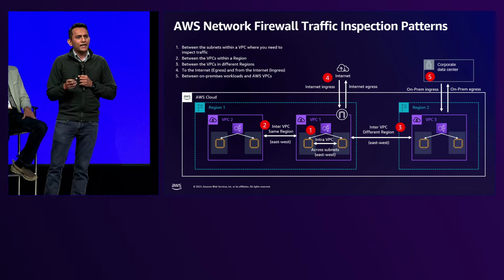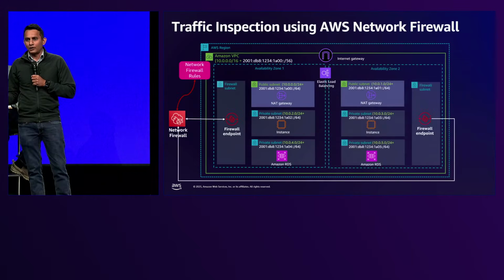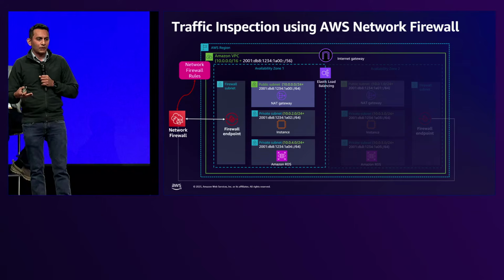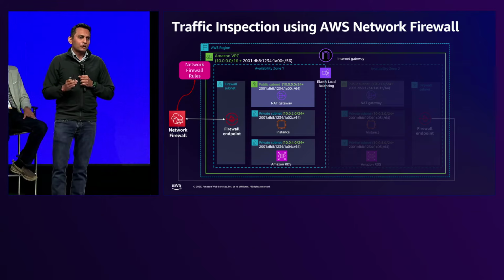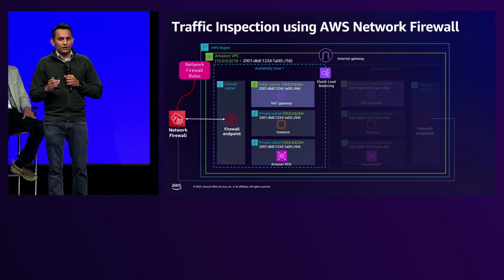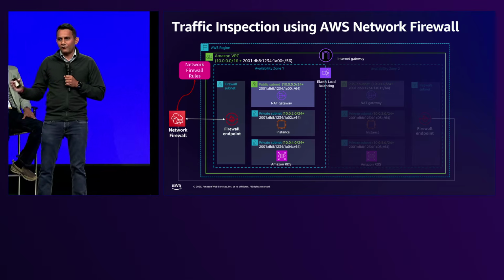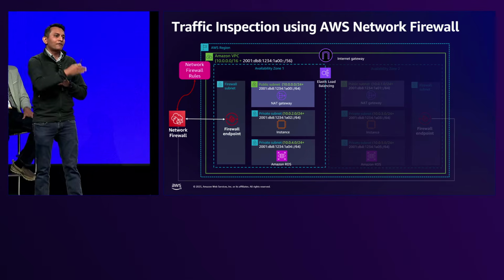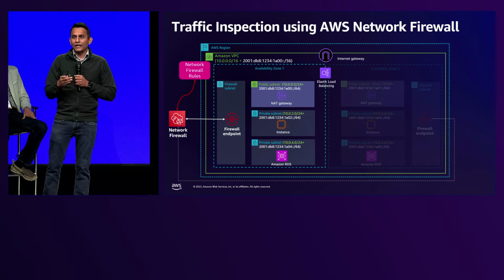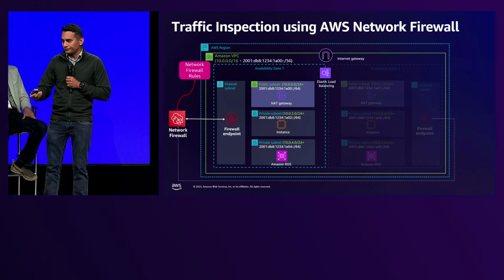So how do I insert network firewall for traffic monitoring and inspection purposes? Network firewall is just a bump in a wire. So if you want to inspect traffic, all you have to do is route traffic through that firewall endpoint where you have defined your security rules.